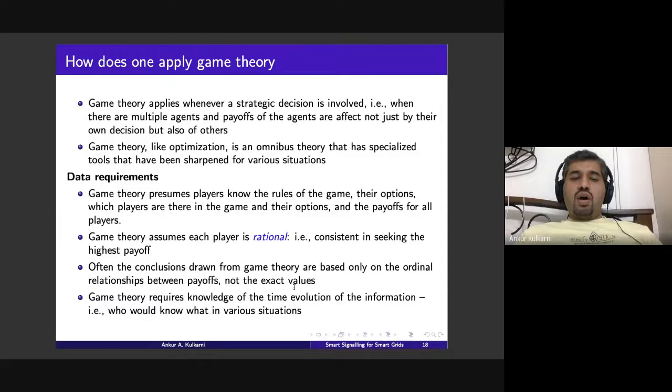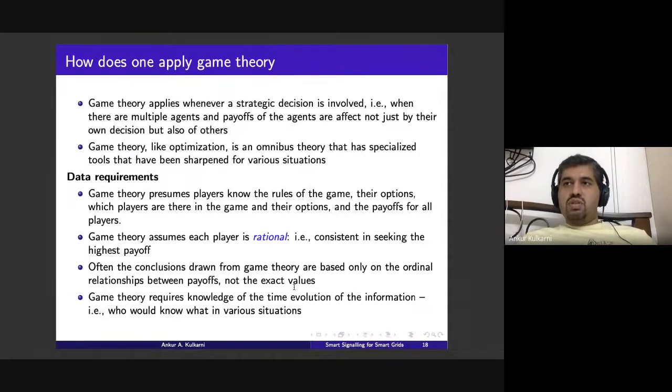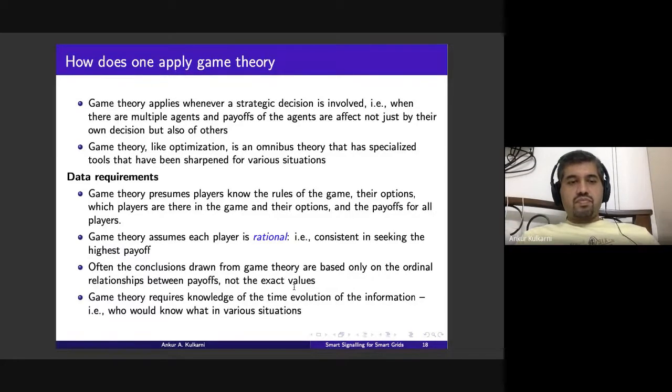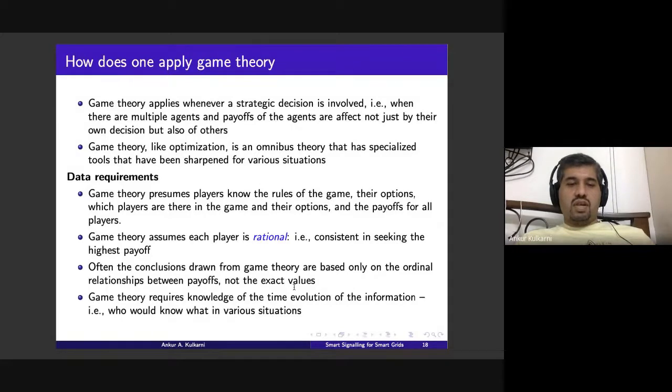Now, there are many different tools and techniques within game theory that you can use, and which one you're using depends on the situation that you're modeling. It takes a little bit of knowledge and experience to decide what sort of technique has to be actually applied. Now, the data requirements for game theory: one usually presumes that players know the rules of the game, that they are aware of the way you have modeled the game. Whatever your model assumes is actually, in fact, known to the players. Game theory assumes each player is rational, and so on. And as I said, using the data that we have, you can try to fit models for the utility functions and so on of the game.